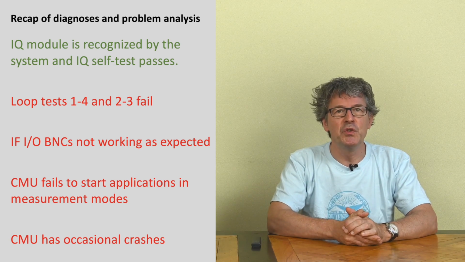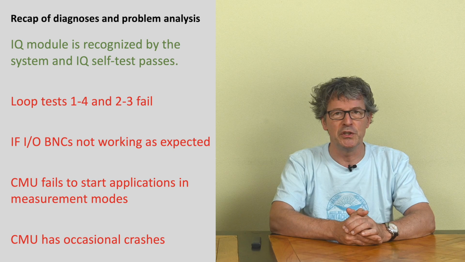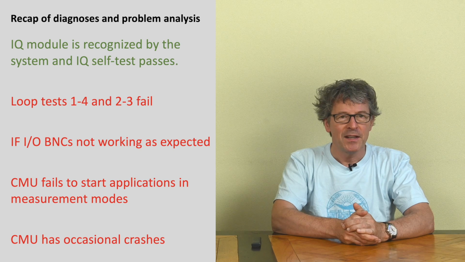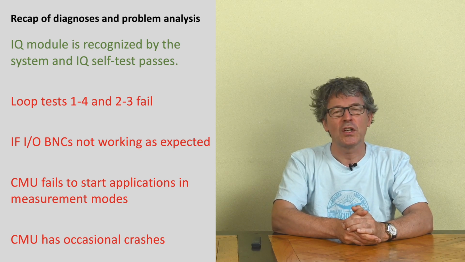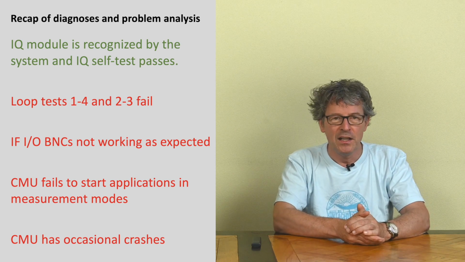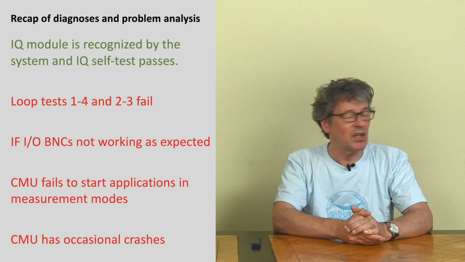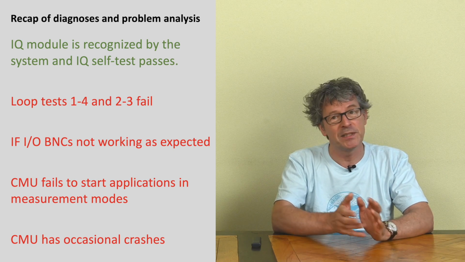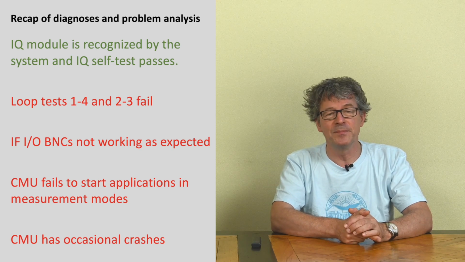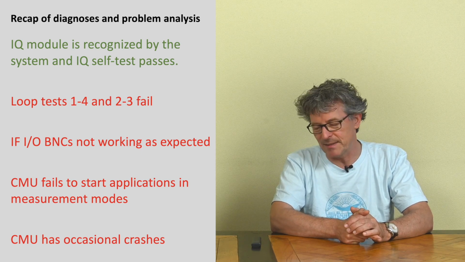Well, at that time the IQ unit was recognized by the system, and the self-tests related to the unit itself were all working well. However, the loop testing was failing, probably because the unit was not calibrating. The intermediate frequency IOs on the back of the device were not working as I expected when I was routing the signal through my device. Even worse, my CMU even refused to start up applications in all types of things, in RF, in particular standards like GSM or WCDMA. It just refused to work altogether. And it started to crash when I was using it, and even when I was starting it up. So it felt pretty dramatic.